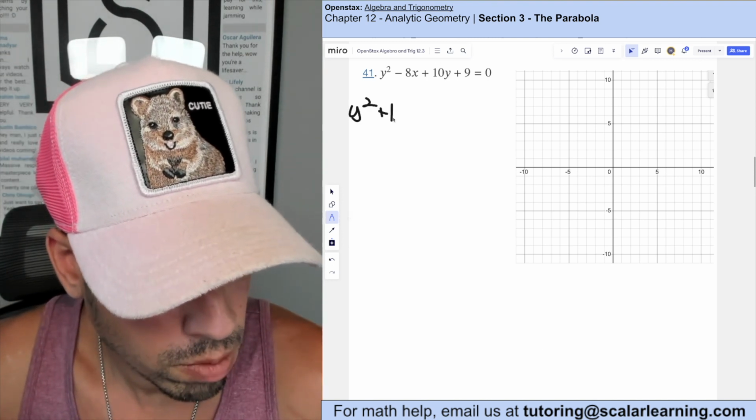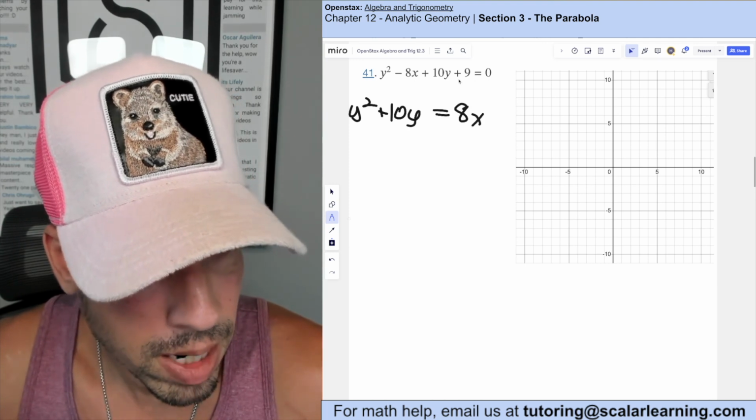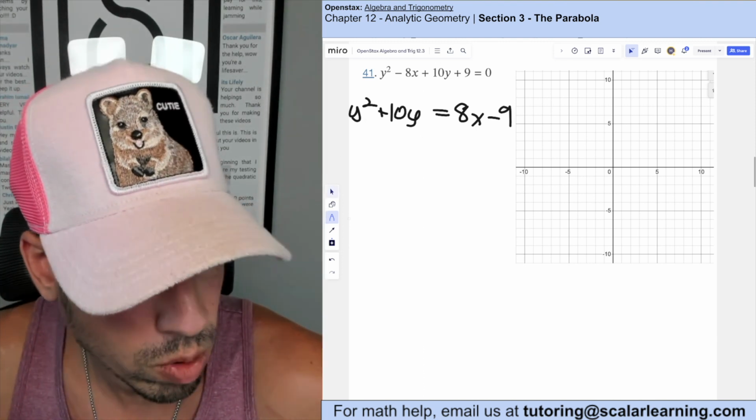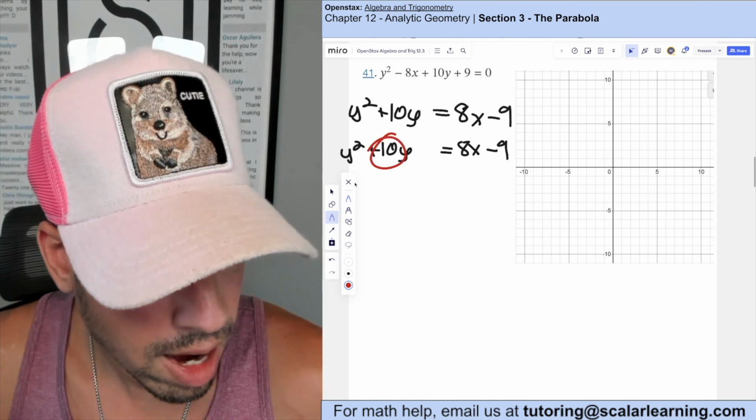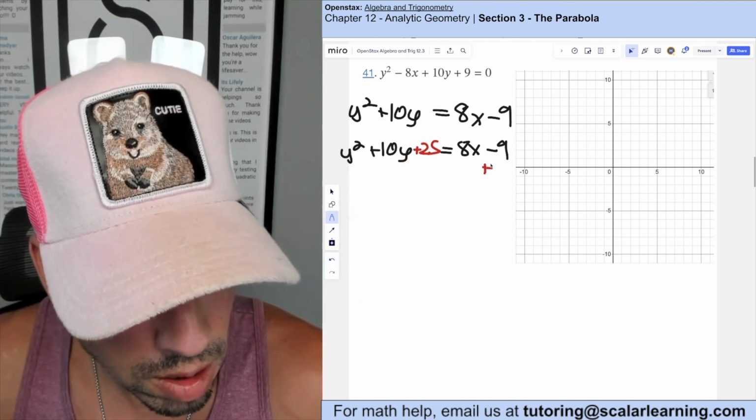So for this one, I'm going to group the y's together on the left-hand side. So we got y squared plus 10y equals, and then we're going to add 8x, and we're going to minus 9 on the right-hand side. Okay, now we're going to do a little completing the square. So I'm going to say y squared plus 10y, and then we're going to take half of this, which is 5, and square it, which is 25, and add that to both sides, like so.